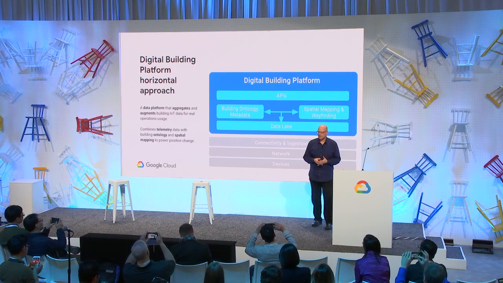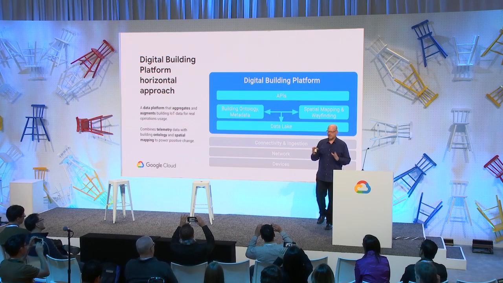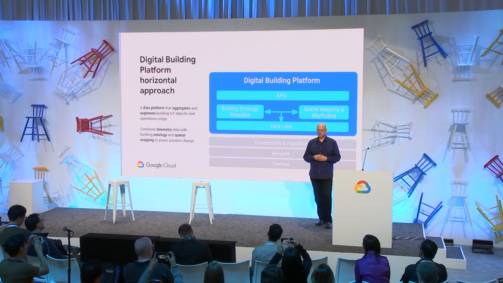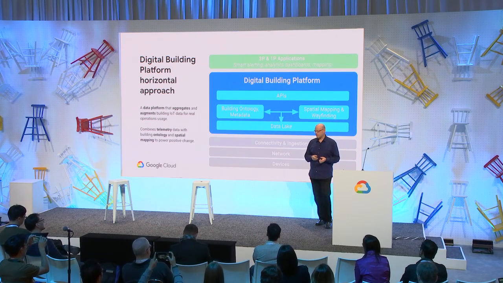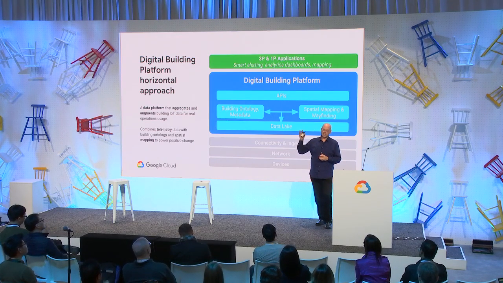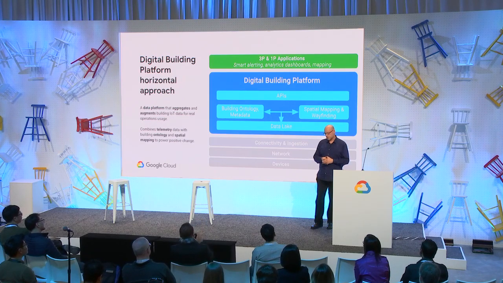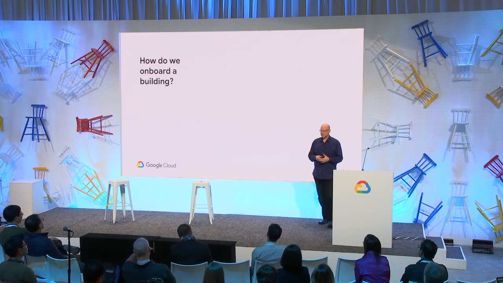So taken all together, that's the special box that we have, black box if you will, that takes in the data on one side and provides it to applications on the top. We've worked with some third parties to take their existing systems that do things like alarming and analysis and so forth, and they use our platform as the source of their data. We also have some groups inside Google that have built first-party applications to do things like anomaly detection and alarming as well. So how do we onboard a building?